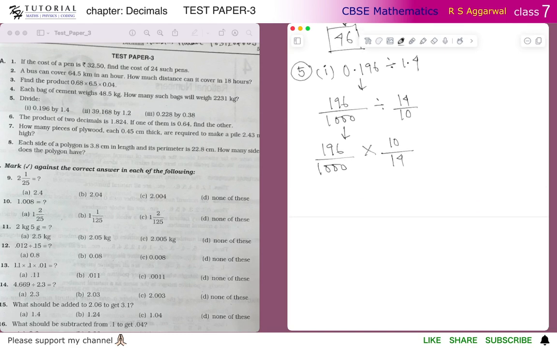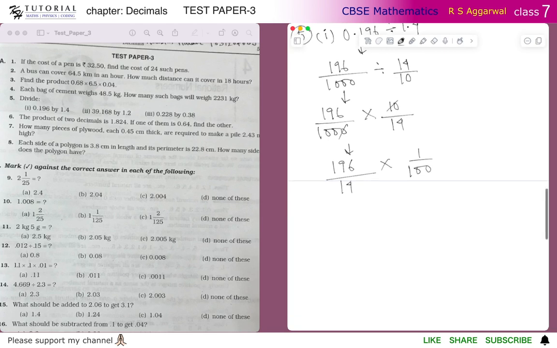So now we cancel the powers of 10. This becomes 100. So now we have 196 by 14 multiplied by 1 by 100. After cancellation it becomes 1 by 100. Now this essentially means 196 by 14 divided by 100. First we have to convert the fraction 196 by 14 into a decimal number. Then we will divide by 100 by shifting the decimal point to the left.